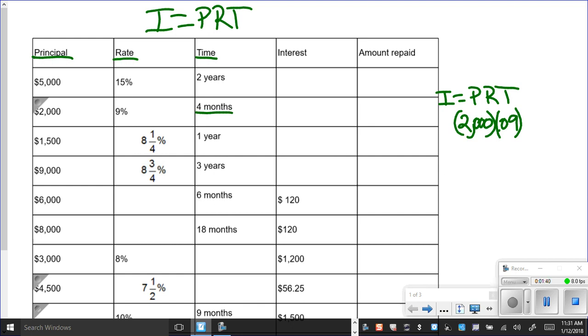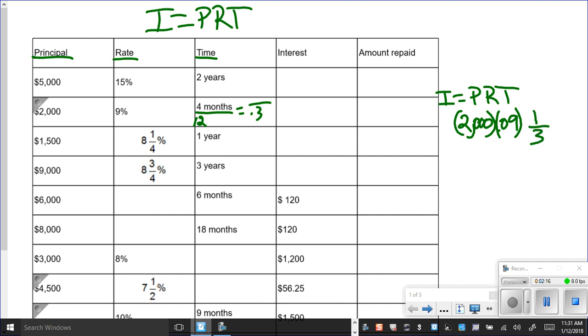Well, 4 months is not a unit of years, so we have to make it a unit of years. To do that, we simply divide by the amount of months in a year, 12. We do 4 divided by 12, and we get 0.3 repeating. Instead of using 0.3 repeating, we don't want to have to type 0.3333 in our calculators. We're just going to use the most simplified form of that fraction. So that fraction reduces down to 1/3.